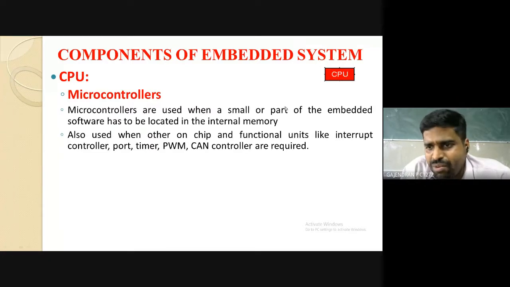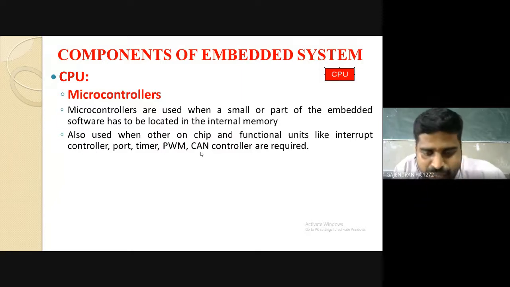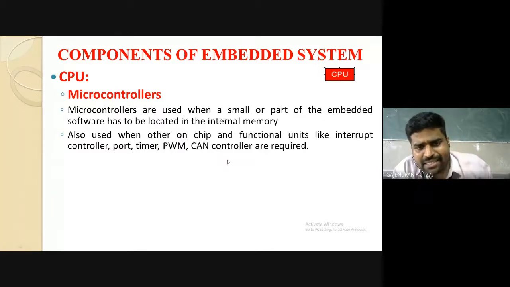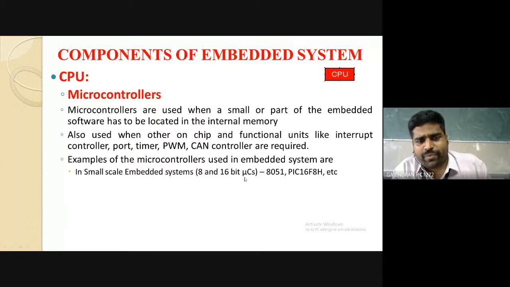Okay, see what are the things available in a single chip. You have interrupt controller, port, timer, pulse width modulation, CAN. It is one protocol used in the automobile. Take down only this point. CAN is also like one protocol, as like a USB protocol. Okay, well, note down. So these many things are available in a single chip.